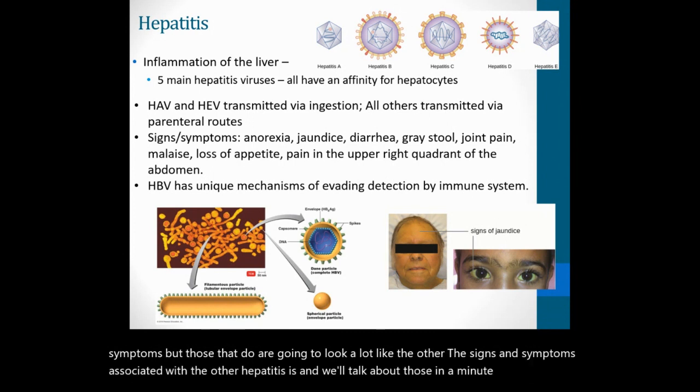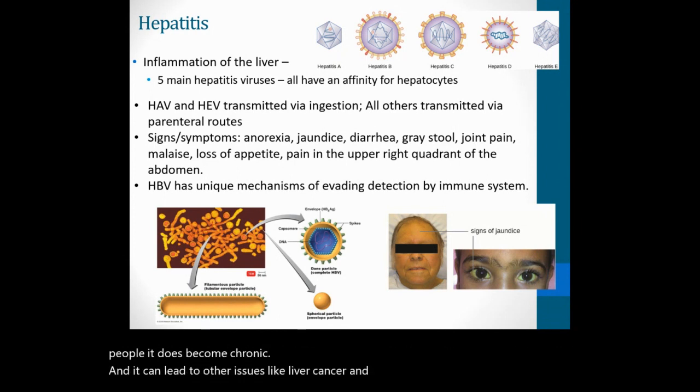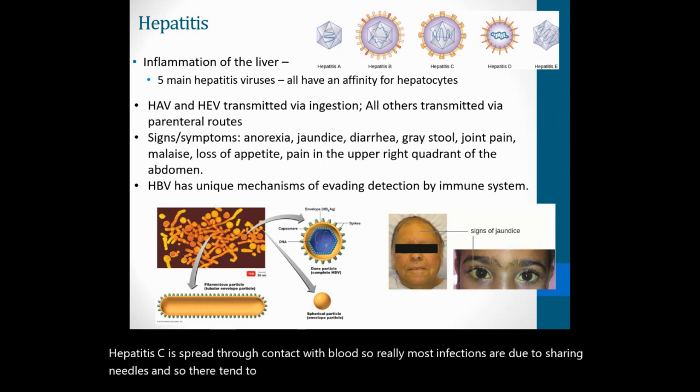So for some people, if they are infected with hepatitis B, it can be a pretty short term illness, but for some people it does become chronic, and it can lead to other issues like liver cancer and cirrhosis. Hepatitis C is spread through contact with blood. So really, most infections are due to sharing needles, and so there tend to be drug-related infections.